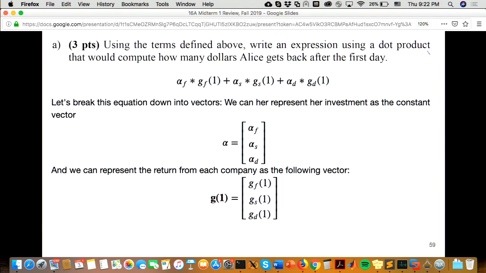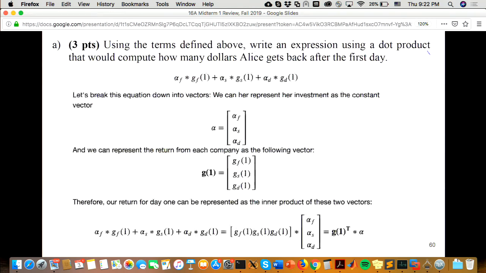So far, so good? So, as we can see, these two vectors can be combined in an inner dot product to get exactly the equation we started out with. Does that make sense? All good? Nice. And that's basically the solution to the first problem.